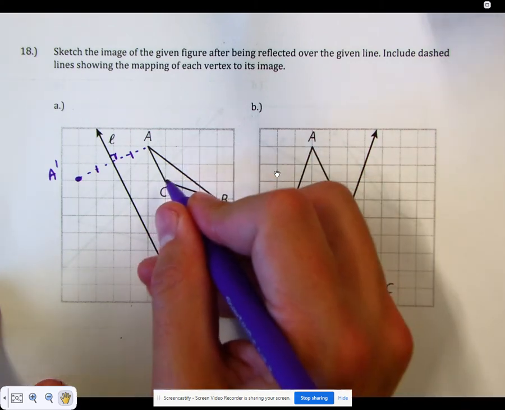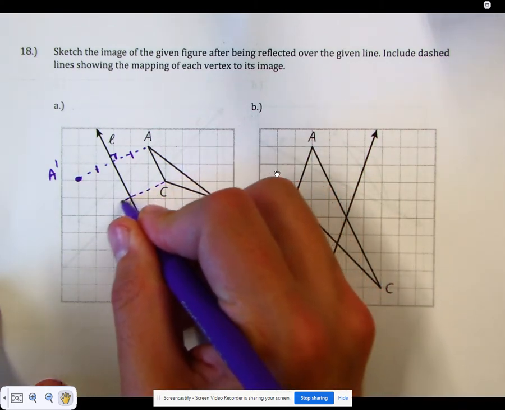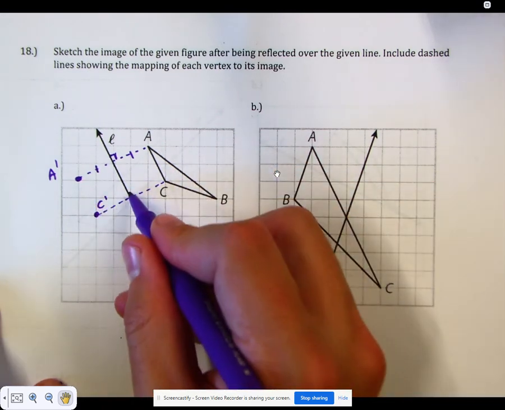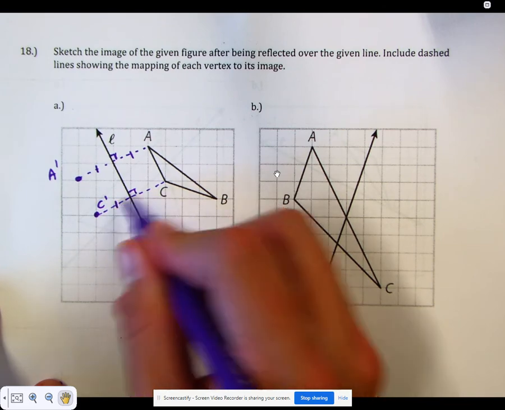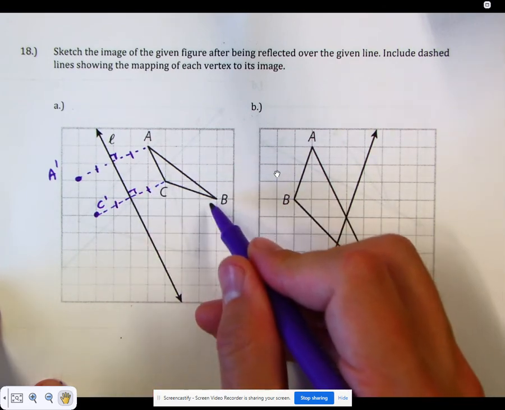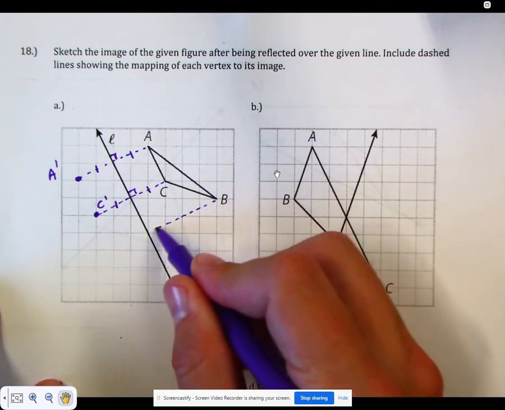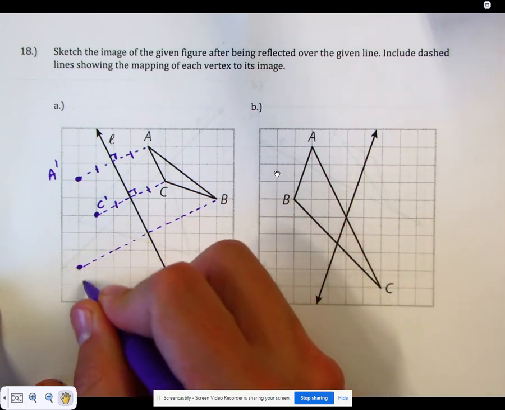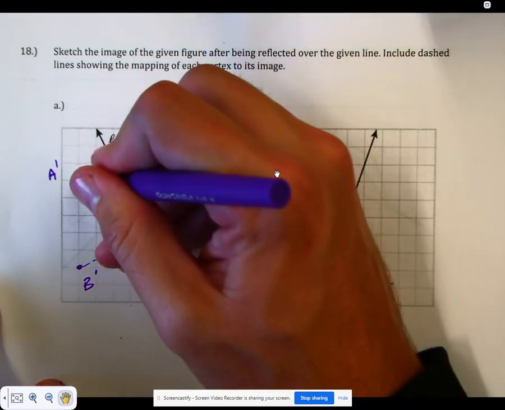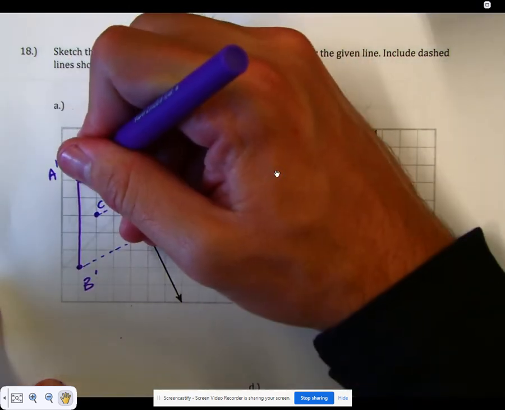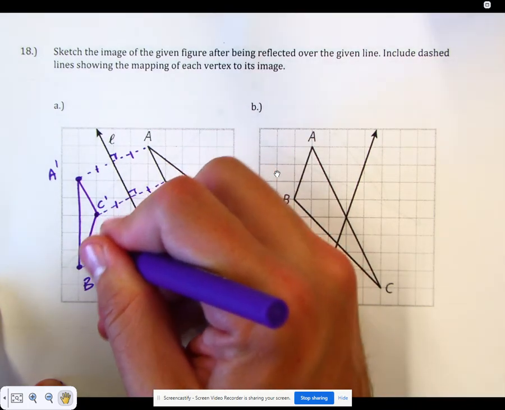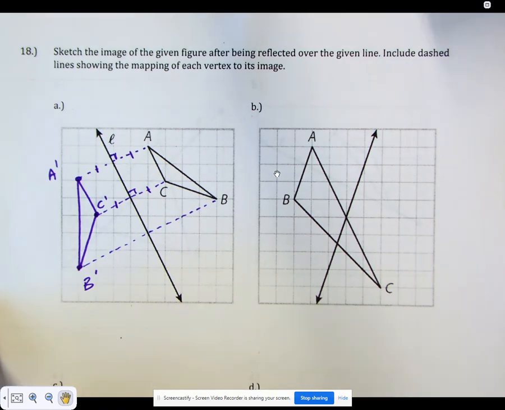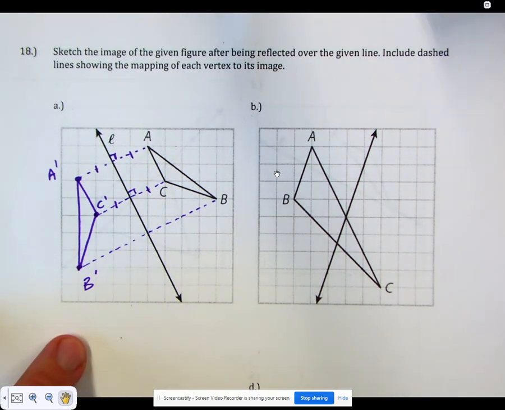How about C? There you go. There's C prime. Again, those are perpendicular. Those are the same size. And then B, a little bit trickier. Just follow that slope of 1/2. And there we go. So this is a nice mirror image now of that original point. Okay, let's do one more together.